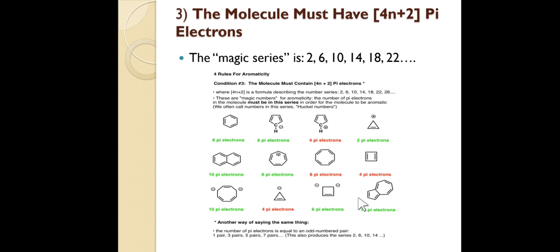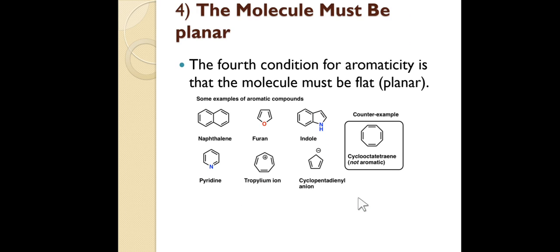aromatic. Now let's go for the last but most important criterion, that is, a molecule must be planar. So what is planarity, or the molecule must be flat? You can see that the small rings like 3 membered, 4 membered, 5 membered, 6 membered, even 7 membered ring can hold all the atoms in one plane.